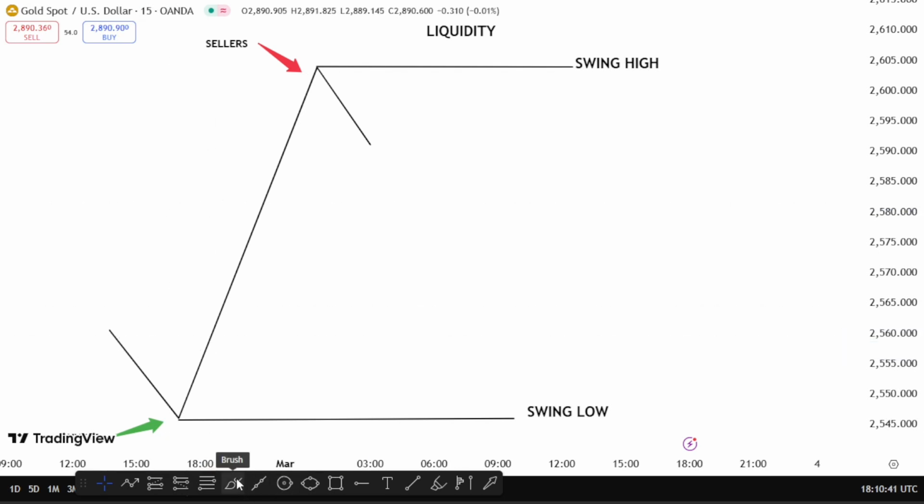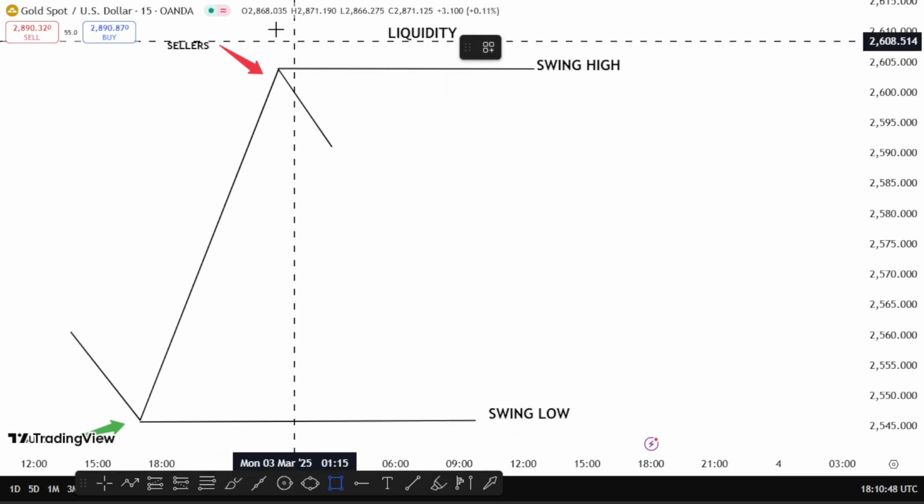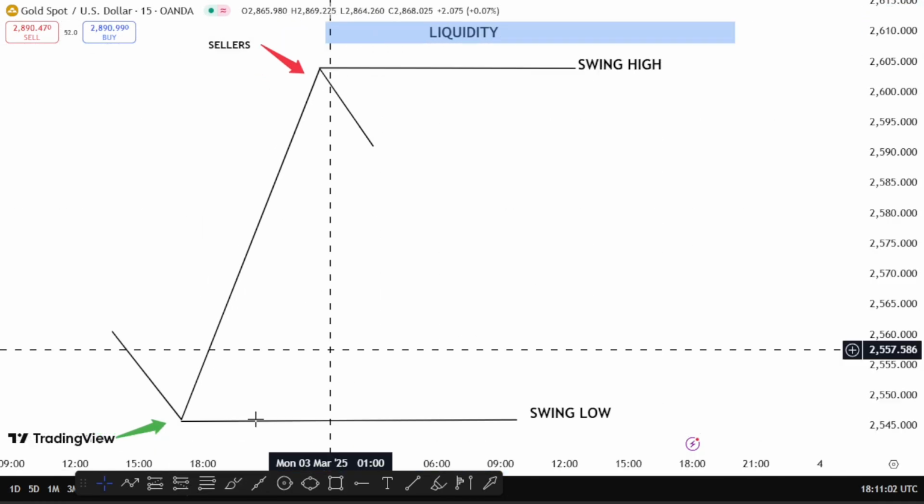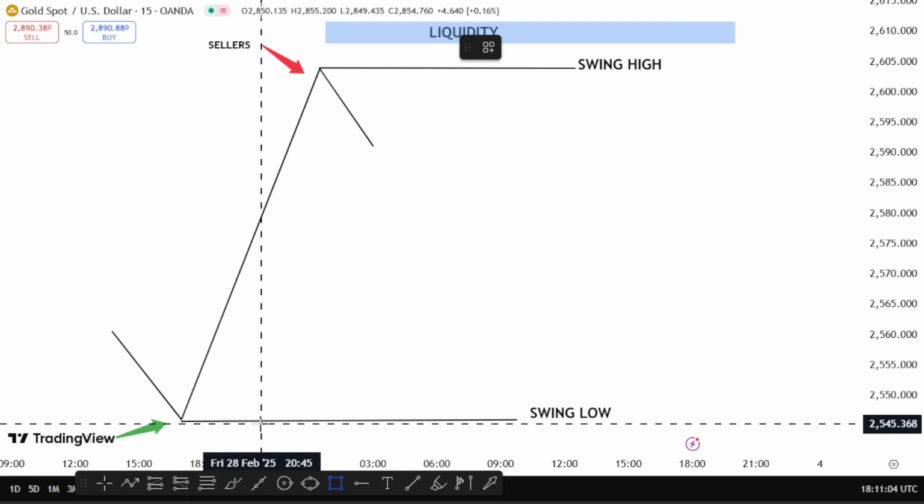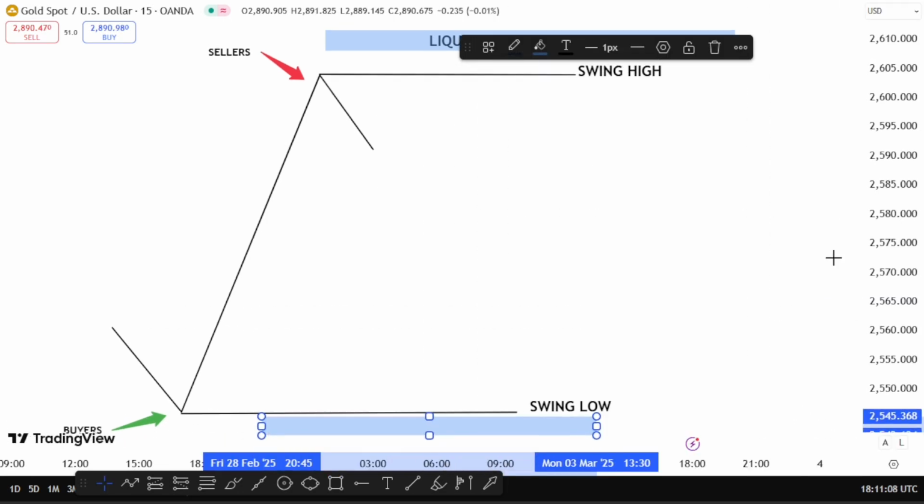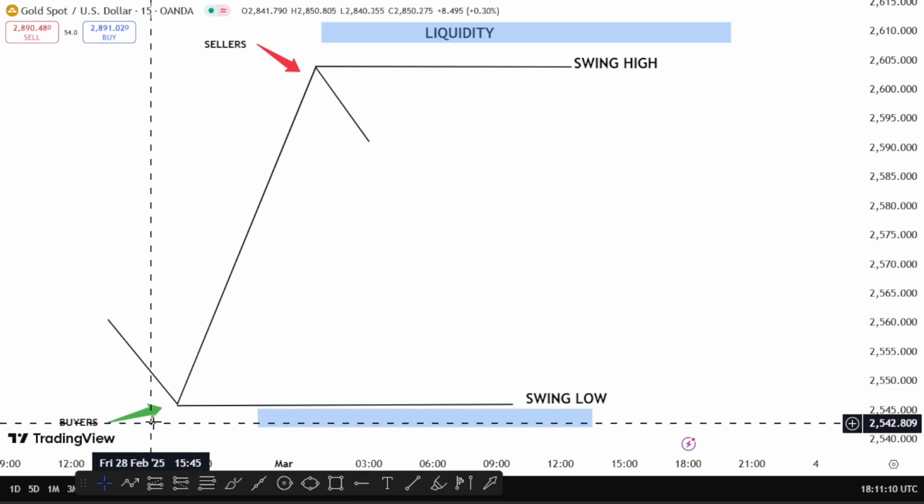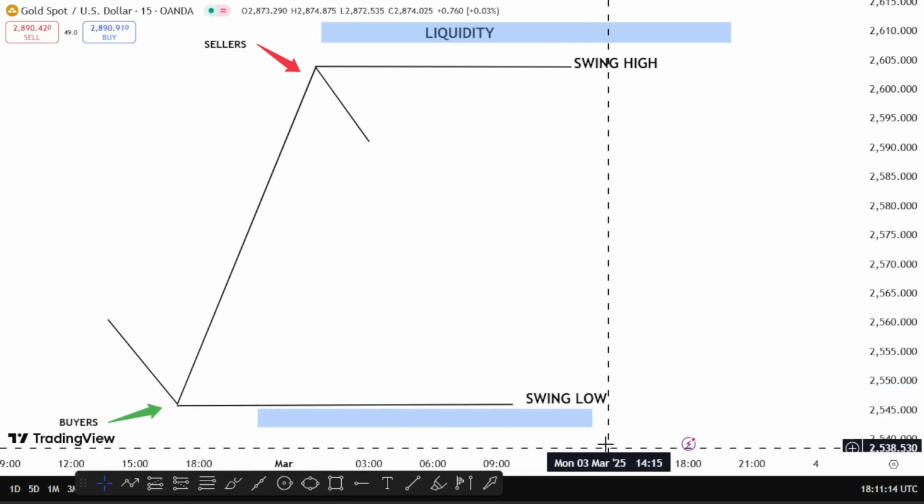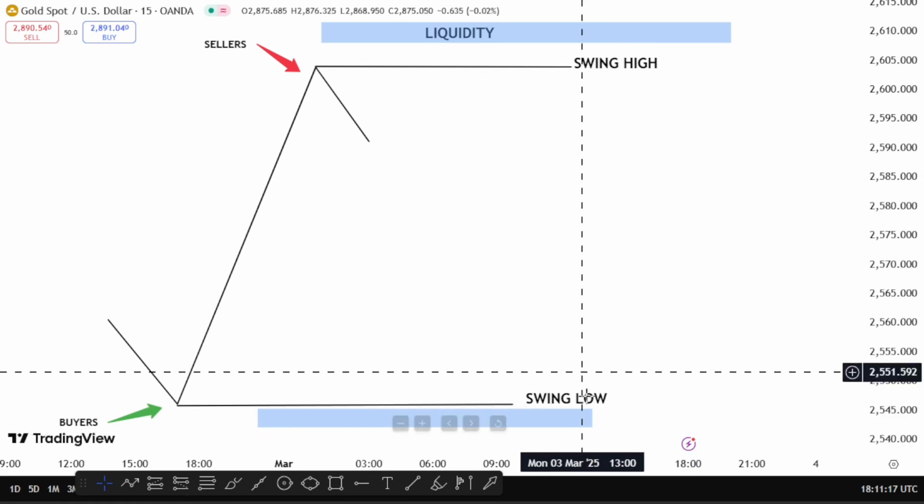We look for a liquidity sweep, all right? Because at this area, there are what? Stop losses resting above, and also below here, there are stop losses resting below. All right, so for the buyers resting here, below here we have buy stop orders, sell stop orders, and stop losses.